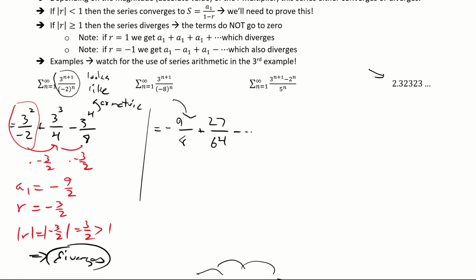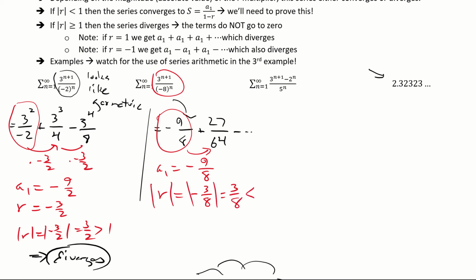And what you're noticing is the first term, of course, a1, is negative 9 over 8. But your multiplier r, this time, when you jump from here to here, you multiply upstairs by 3, downstairs by 8. You can see it in the formula. So you go, okay, it must be the multiplier is negative 3 over 8. But you know what? Absolute r is equal to 3 over 8, and this time it's less than 1. That means it converges, because r is small, it'll go to 0.